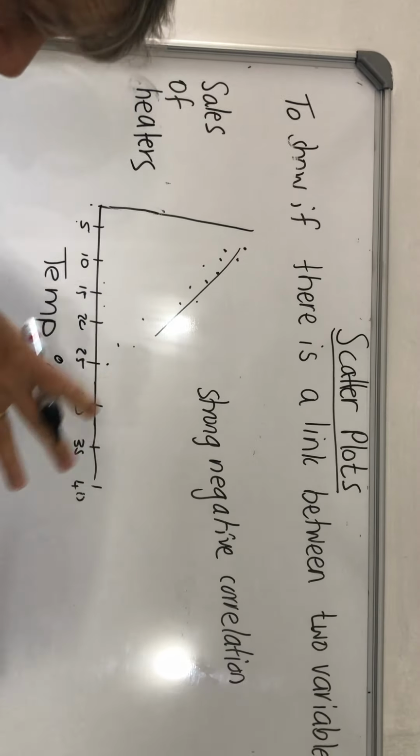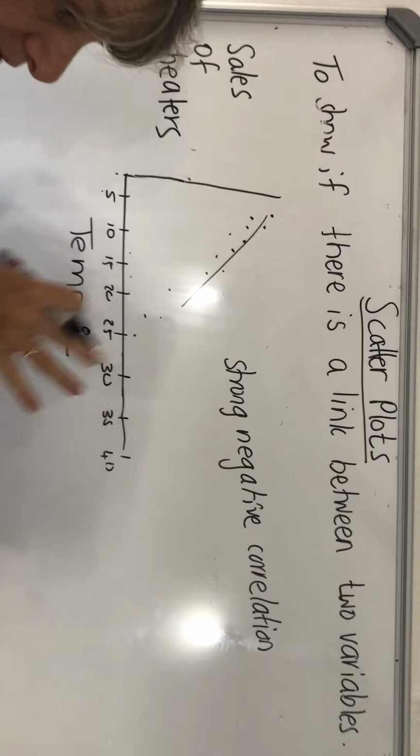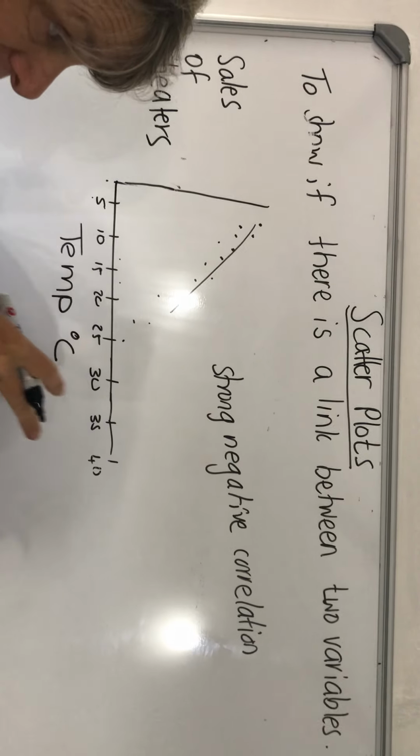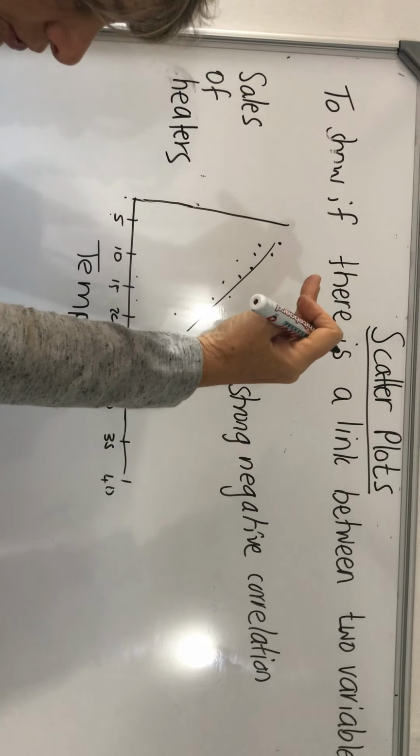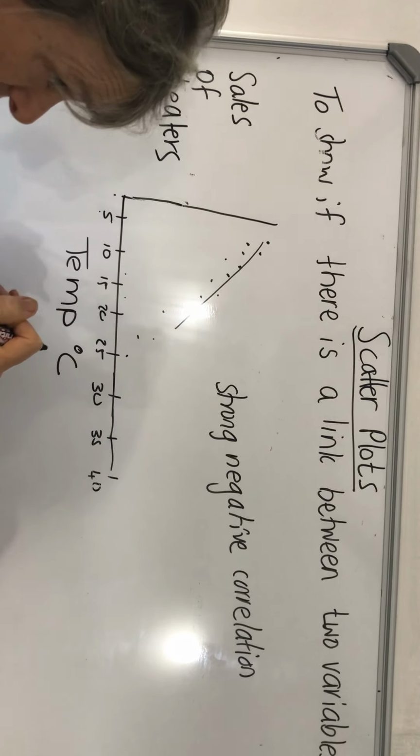So when we say there's a negative correlation, that does not mean there's no correlation. We are saying there is a correlation, but as temperature increases, sales of heaters comes down.